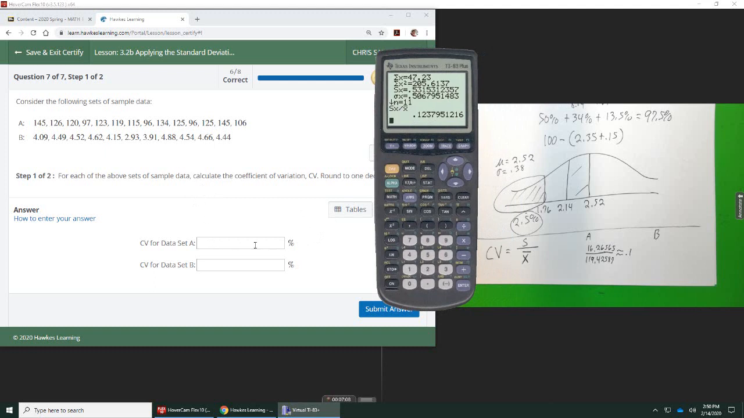Oh, as a percentage, I'm sorry. So I need to multiply this by 100%. I did forget about that part. So when we do the percentage, we move it over twice, and we have 12.37. This will be 12.4.